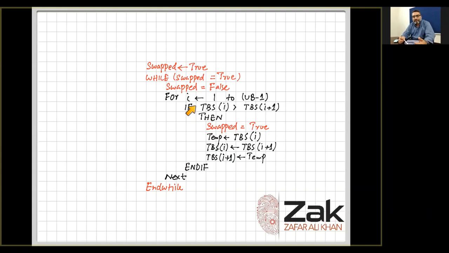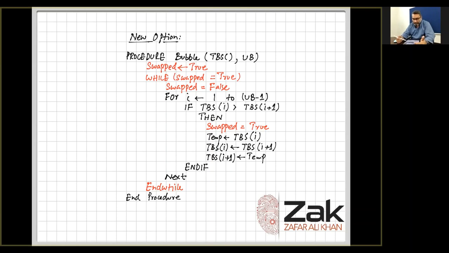So if in the inside loop there is no swap, swap will remain false. So end while will check that if it is true, it works. If it is not true, it is false, then it gets out. So this is another option that we have. Again, we have to put it inside the subroutine.